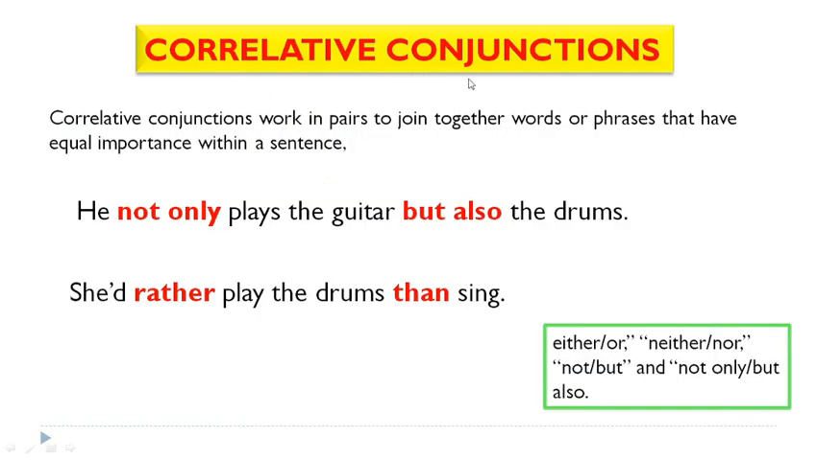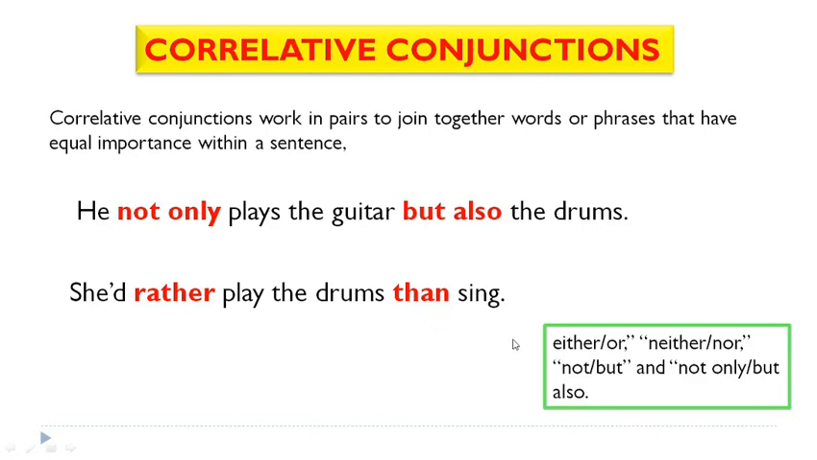Correlative conjunctions. Correlative conjunctions work in pairs to join together words or phrases that have equal importance within a sentence. He not only plays the guitar but also the drums. She would rather play the drums than sing.